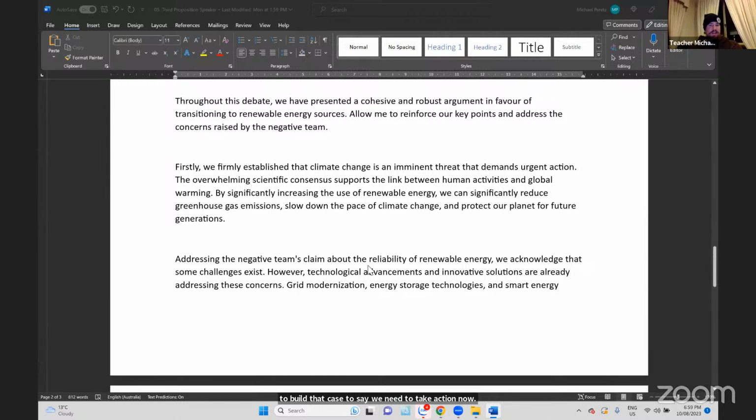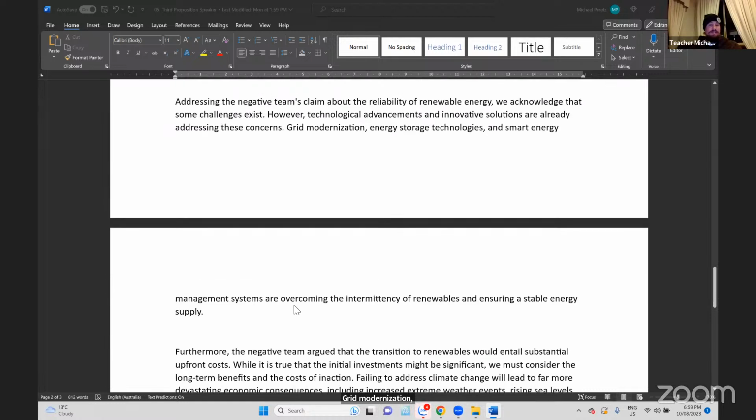Addressing the negative team's claim about the reliability of renewable energy, we acknowledge that some challenges exist. So again, we don't have the perfect point of view, but here's our solutions for it. However, technological advancements and innovative solutions are already addressing these concerns. So they're saying these aren't even really problems anymore. Grid modernization, energy storage technologies, and smart energy management systems are overcoming the intermittency of renewables and ensuring a stable energy supply. So again, making the case that what these guys have said, it was a problem, but we've got the solution here. So always trying to find ways to make the other team's arguments seem like they don't matter, or that they're not important, because here's a solution.